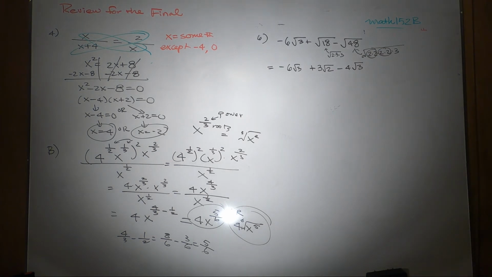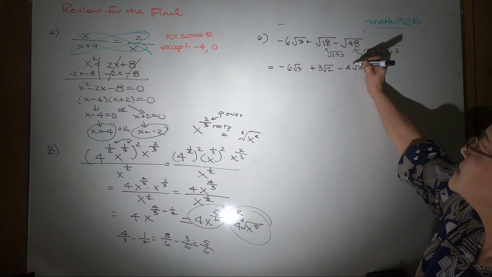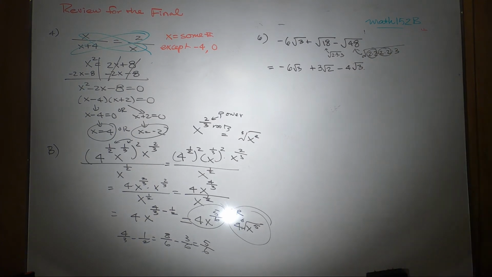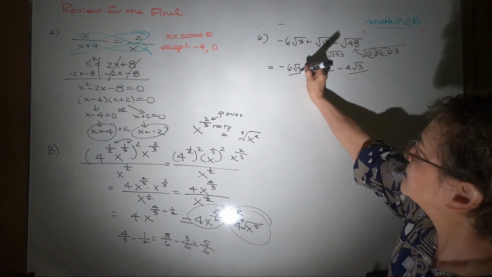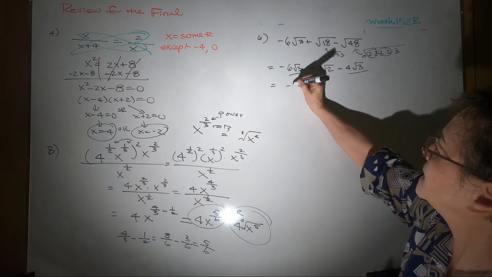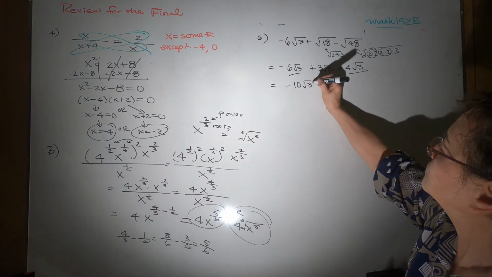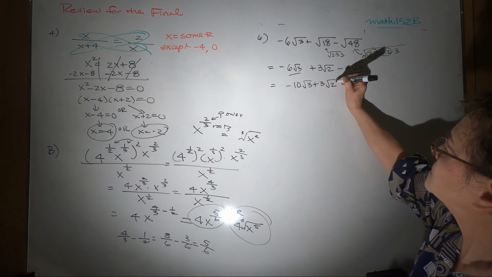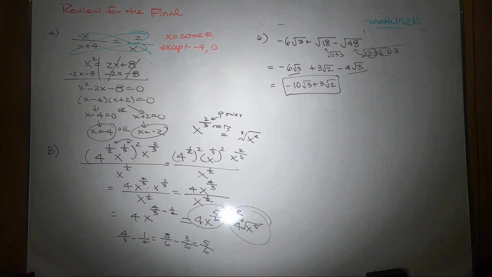Now we have to combine the like terms. Like terms means what? Same index and same radicand, right? So these two are the same. That would be negative 10 square root of 3 plus 3 square root of 2. That would be the simplest form, right? That's all you can do.